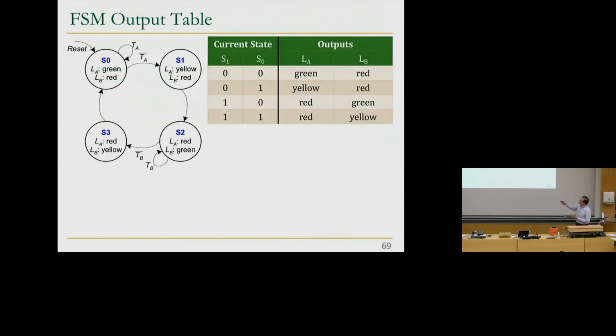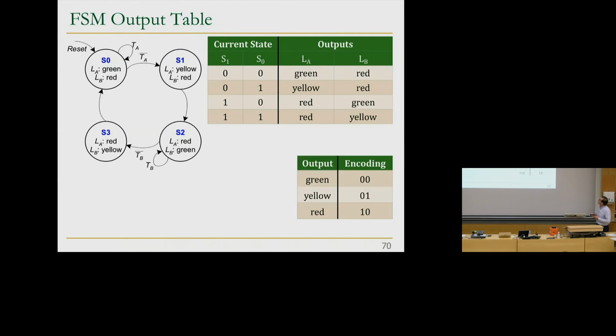So basically, in this case, it's a Moore machine. Our states also indicate our outputs. So if we're in state 0, light A is green, light B is red, and you basically have different combinations of light A and light B in different states. Again, you have the current state as your input, and your outputs depend only on your current state, and you need to encode your output somehow. So we're going to talk about output encoding also later on.